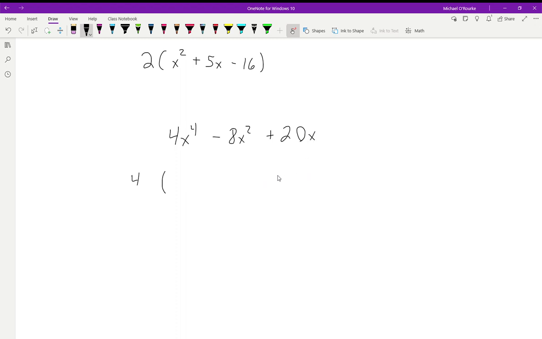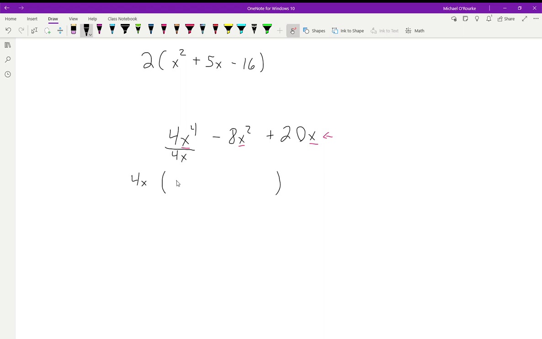Oh, there should be an x there. But what else do they have in common? In this case, they also have x's in common. And we can take out the smallest x, which is this guy. So we can take out an x from all of them. So now we're going to divide by 4x.